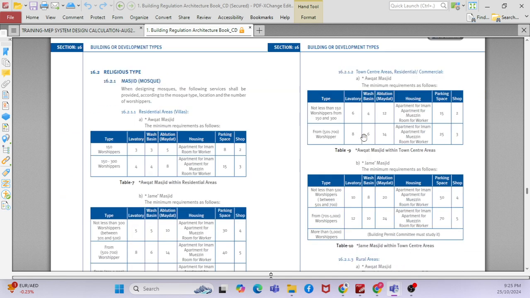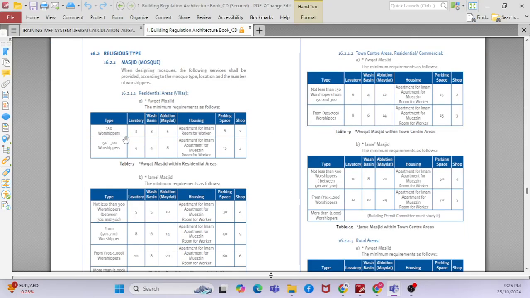So can you understand this particular guideline? See, for how many worshippers, how many lavatories are required, how many wash basins, how many parking spaces are required for every 150 worshippers. So you have to plan based on that only. If you are planning a mosque for 150 worshippers, then you should have 8 parking spaces, right? Minimum 3 lavatories, 3 wash basins. You have to provide 2 shops.